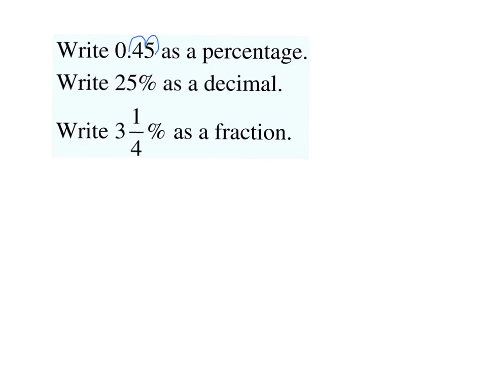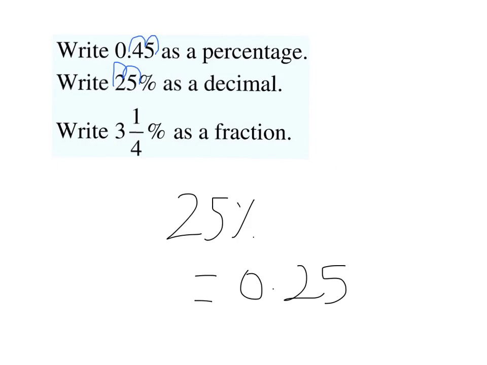Coming back out, I divide. So if I've got this question here, I move my decimal place 1, 2. So 25%, I go the other way. It becomes 0.25. I divide to get out, I multiply to get in.